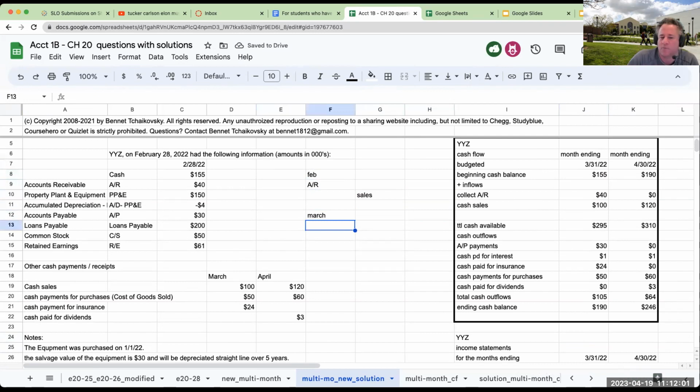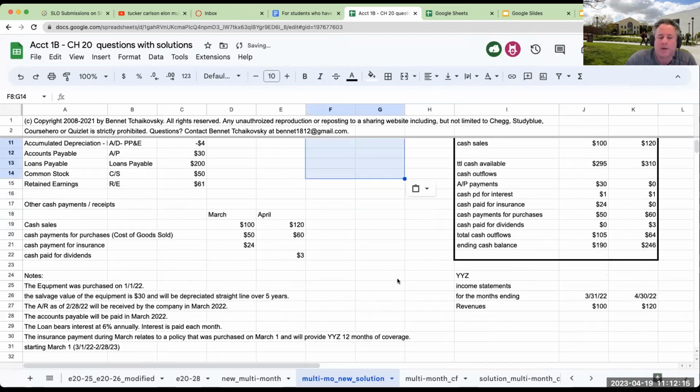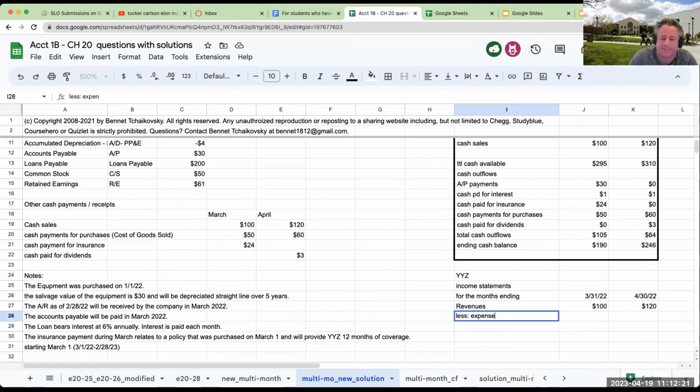And then over here in March, I'm actually collecting it. So cash accounts receivable. So this 40,000 is not revenue in the month of March. So we're just going to go ahead and leave that alone. Okay. Now let's go over here. So we have our revenues. Okay. Now I have to go to my expenses.